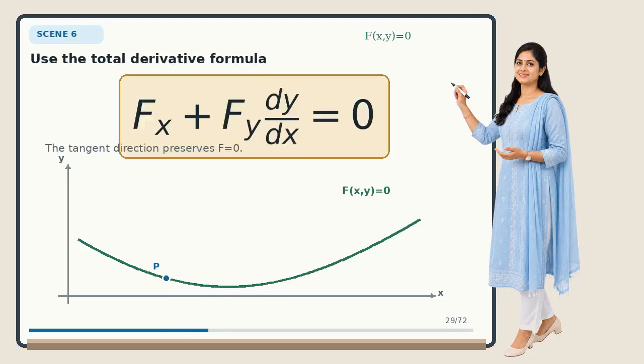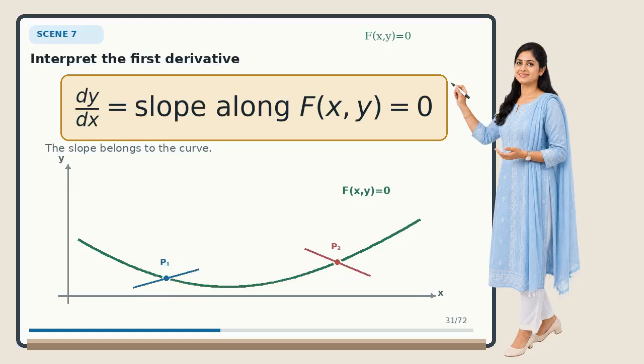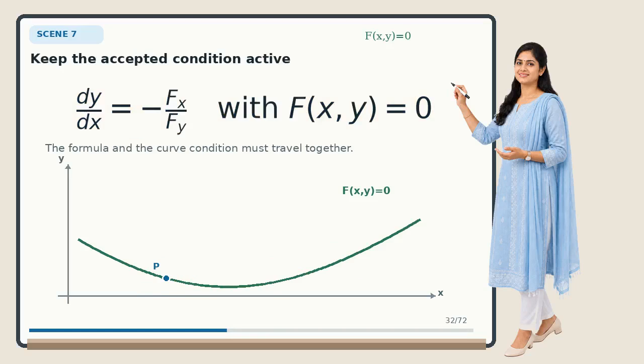The total derivative is f sub x plus f sub y times dy by dx. On the zero-level curve, these two coordinate effects cancel. Assuming f sub y is not 0, divide through by f sub y. The implicit slope is minus f sub x divided by f sub y. This formula is not describing an arbitrary change in y. It gives the slope of the implicit curve f of x comma y equals 0. From this moment onward, whenever we use this dy by dx, we have already accepted the condition f of x comma y equals 0. The slope is evaluated at a point on that curve.